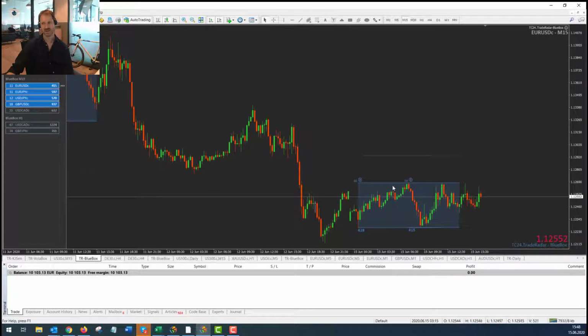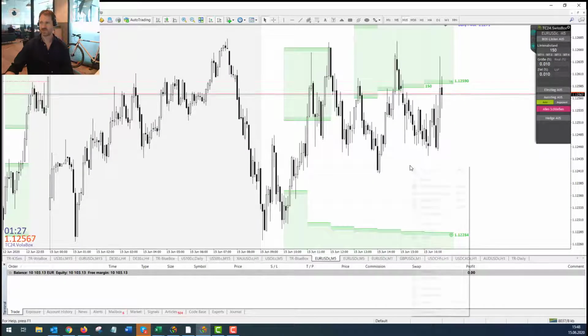All right, two blue boxes here, two nested blue boxes over here, and you can see the price going between the lines. So the idea is to trade the euro dollar once the price breaks out to the top or to the bottom. How do we do that?